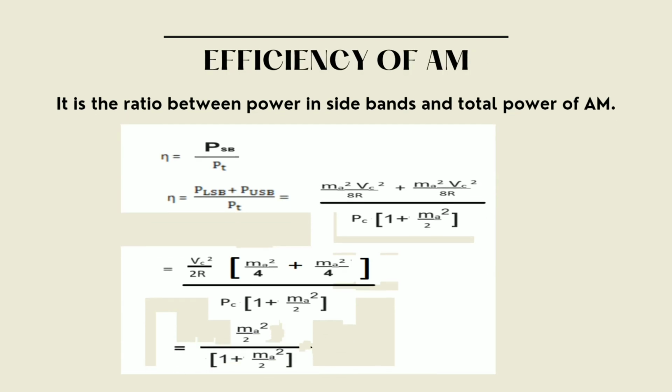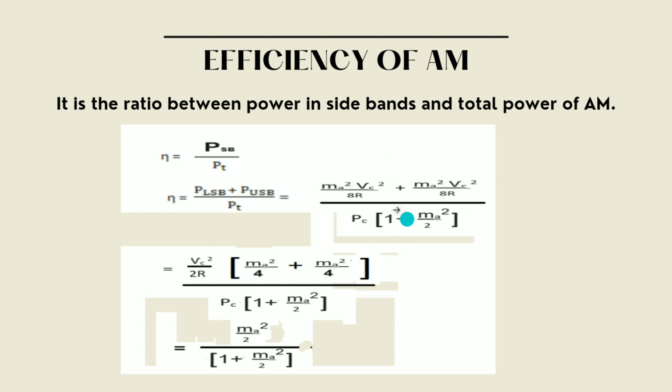Coming to the efficiency of the AM system, efficiency is denoted as eta. It is the relationship between sideband power and total power, that is PSB by PT. PSB is the sum of the two sideband powers, PLSB and PUSB. So eta is equal to (PLSB plus PUSB) divided by PT. We know all the values for the corresponding powers. Just substitute and we will get this equation.